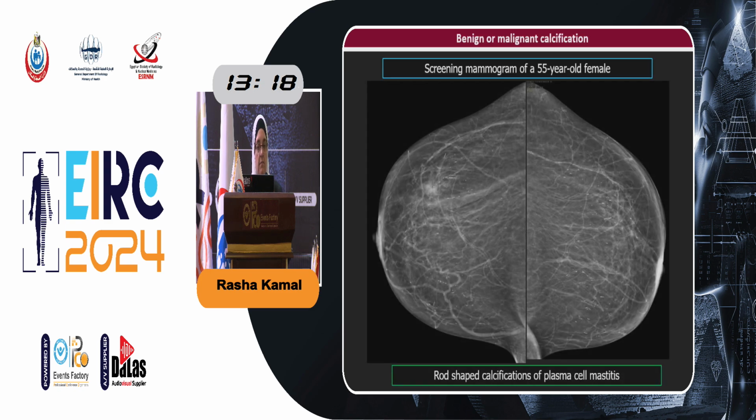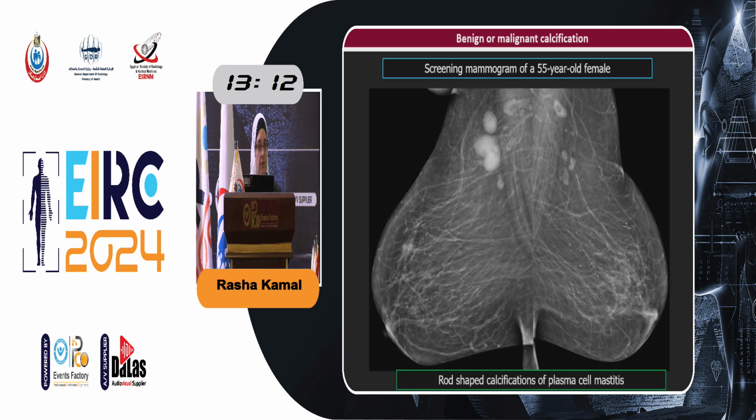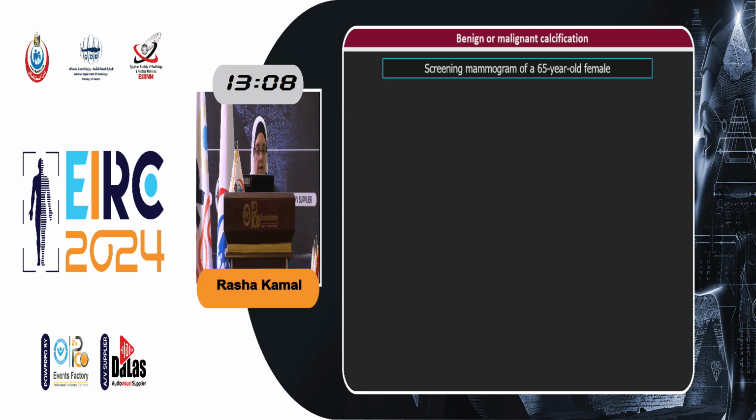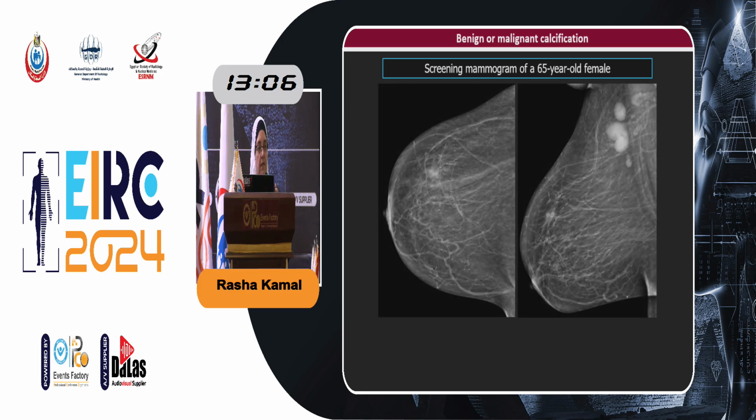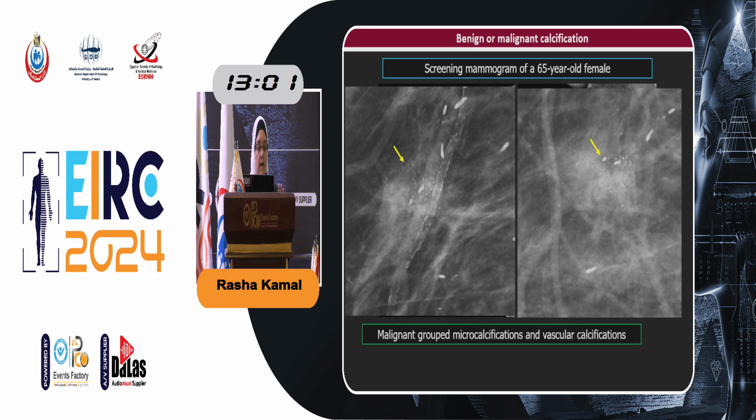This is a screening mammogram of a 55-year-old female. She has bilateral rod-shaped calcifications seen in both the craniocaudal and the mediolateral oblique views. In between these macrocalcifications, although they are evident, we saw this focal asymmetry with clustered or grouped microcalcifications within, with an adjacent vascular calcification. The biopsy came back with a low-grade DCIS. Do you agree with this?